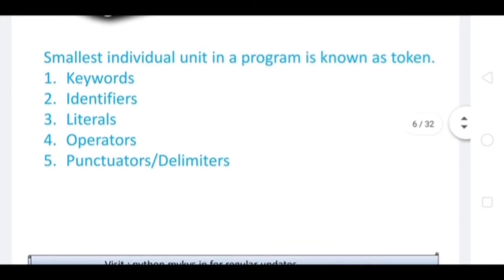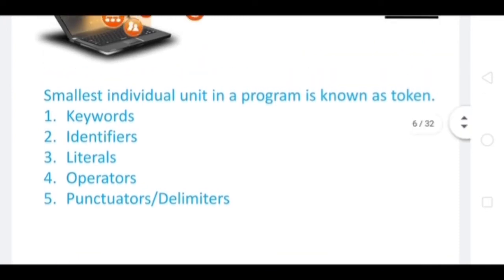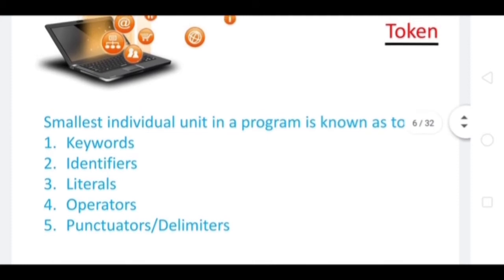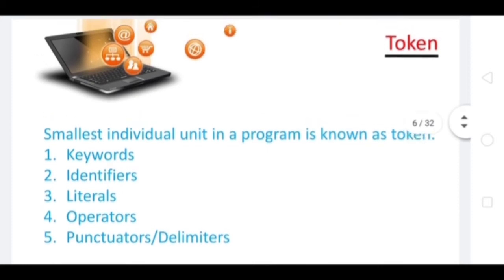So let's talk about the token. The smallest individual unit in a program is known as a token. Today we will be discussing the keywords, identifiers, literals, operators and punctuators.